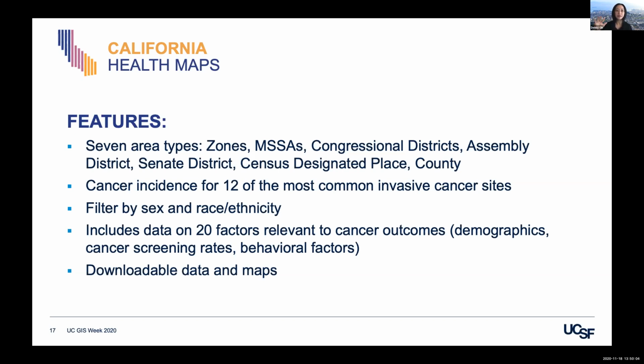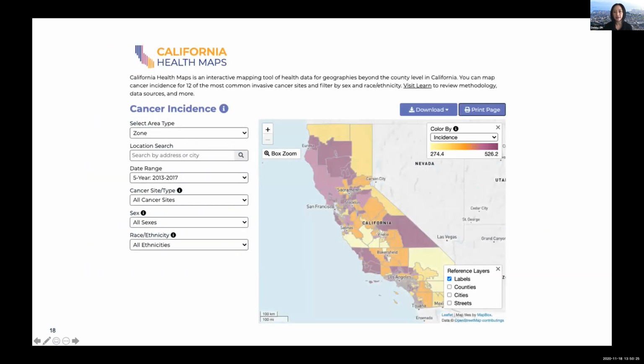You can see cancer incidence for 12 of the most common invasive cancer sites, and you can filter it. This is different than Health Atlas in that you can filter by sex and race ethnicity. And there's also a lot of other data on demographics, other things that might be relevant to cancer outcomes. So let me just walk you through what it looks like.